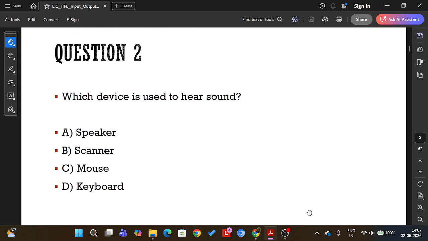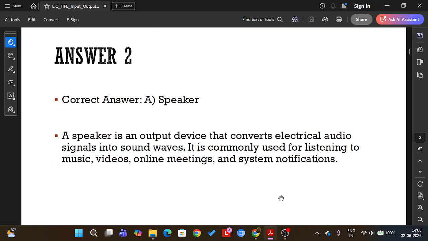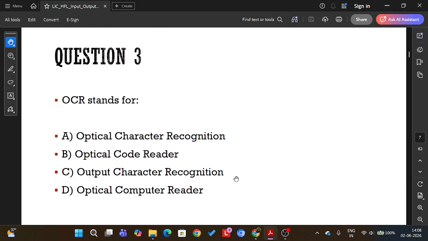Question 2. Which device is used to hear sound? Speaker, scanner, mouse, keyboard. So the device used to hear the sound is speaker. A speaker is an output device. That means it projects noise; it converts electrical audio signals into sound waves. It is commonly used for listening to music, videos, online meetings, and system notifications.